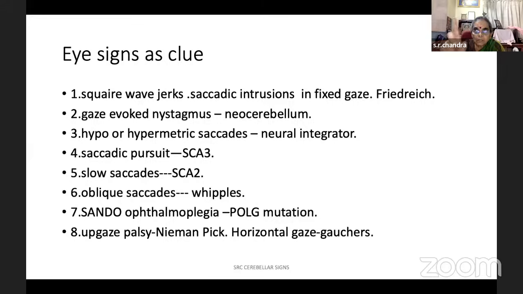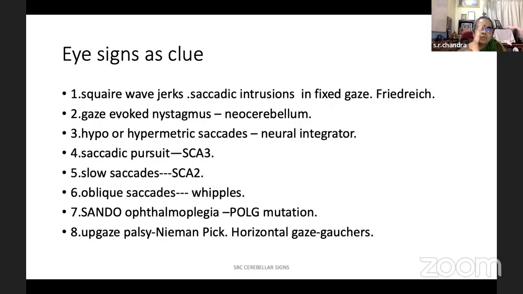Square wave jerks are saccadic oscillations in straight-ahead gaze. If that is there in a patient with cerebellar disease, you can think that this patient may be having Friedreich's ataxia. There are so many criteria, but as an eye clue, if square wave jerks are present, it may be Friedreich's ataxia. Gaze-evoked nystagmus, any neocerebellar disease. Hypo or hypermetric saccades, any disease of the neural integrator. Neural integrator is a 3 neuron arc: cerebellum, PPRF, and perihypoglossal nucleus in the pontomedullary region.